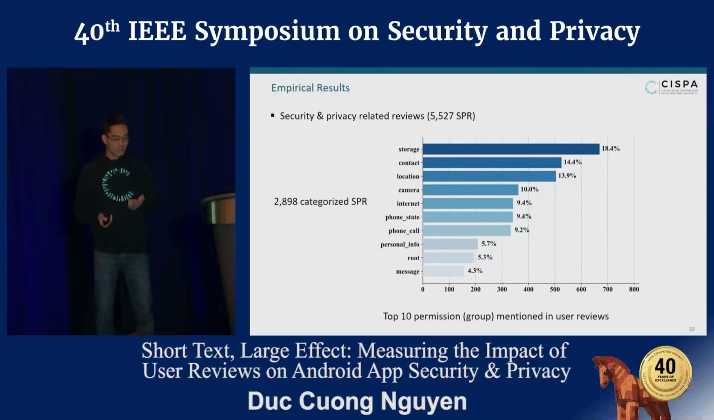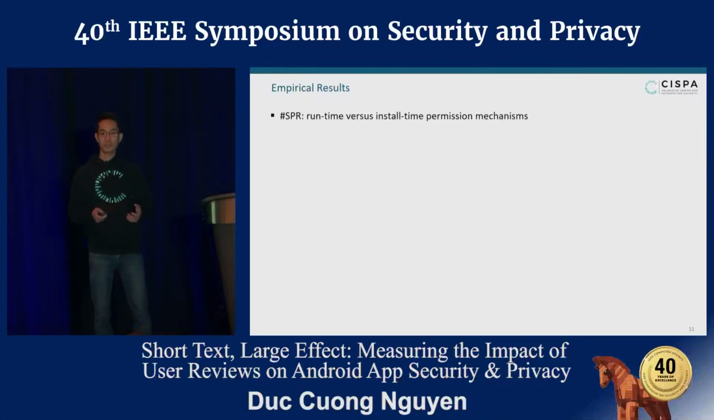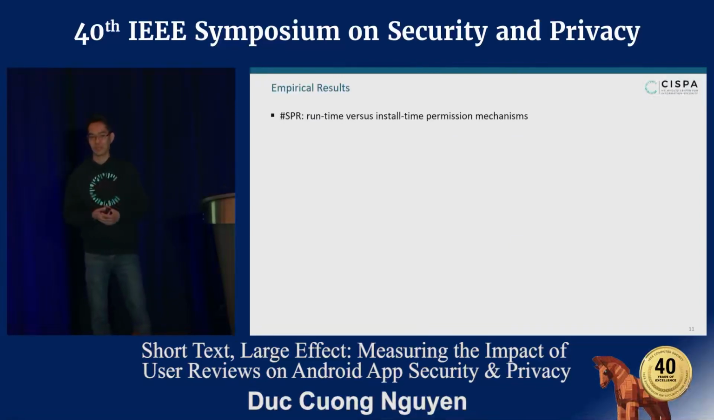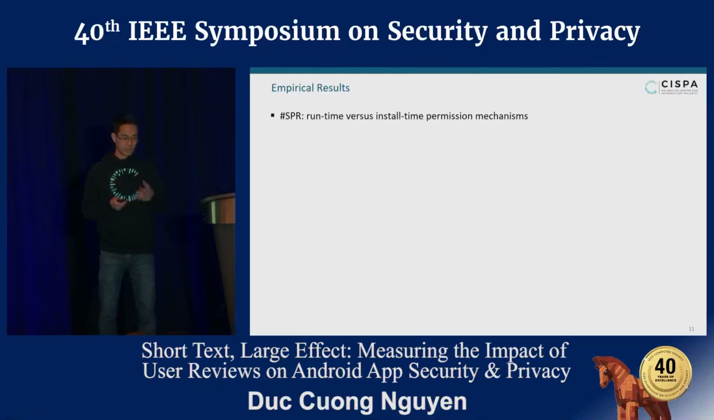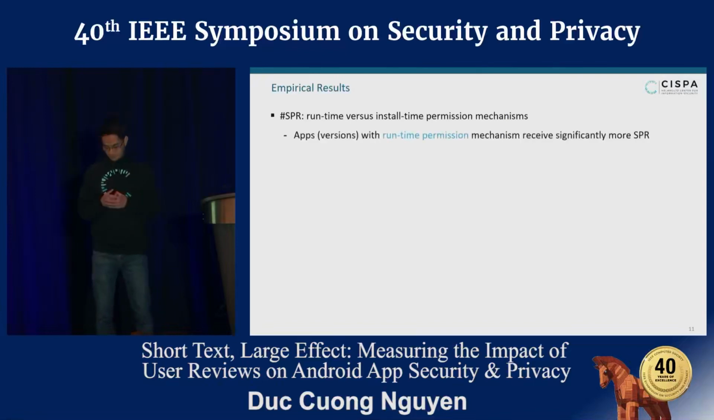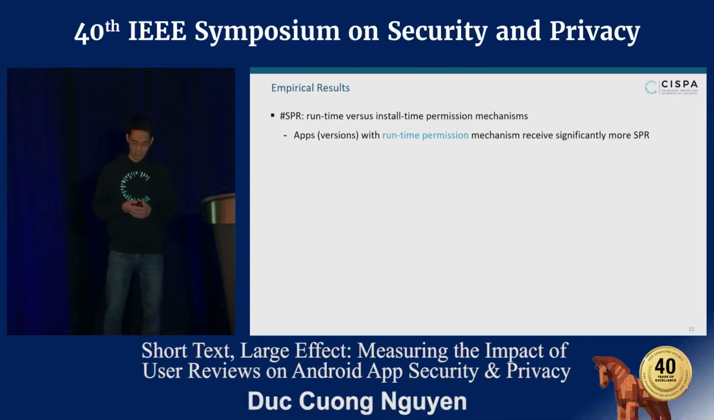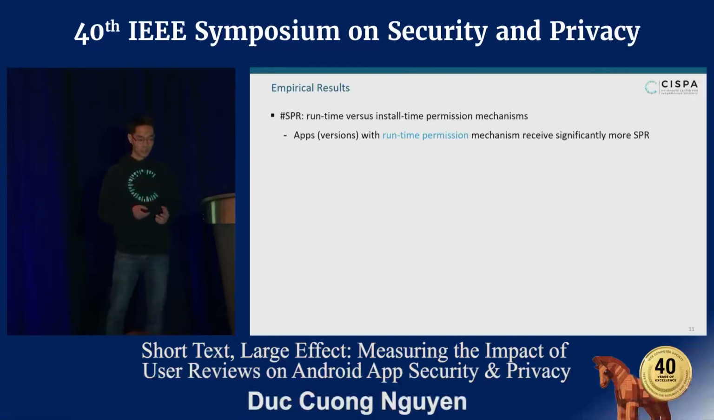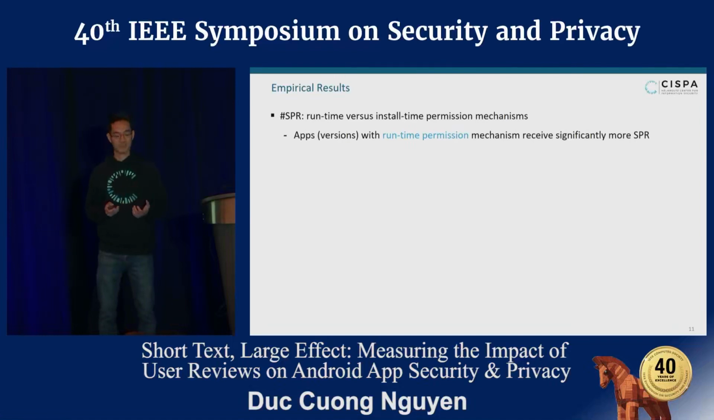So remember the point that I mentioned in the previous slide. We want to know whether runtime permission does, in one way or the other, have impact on the user perception of permission requests on Android. So we compare the amount of SPR, the security and privacy related reviews, of app versions with runtime permission and app versions with install time permissions, and we have found that app versions with the runtime permission mechanism receive significantly more SPR in comparison to apps with the install time permission mechanism.